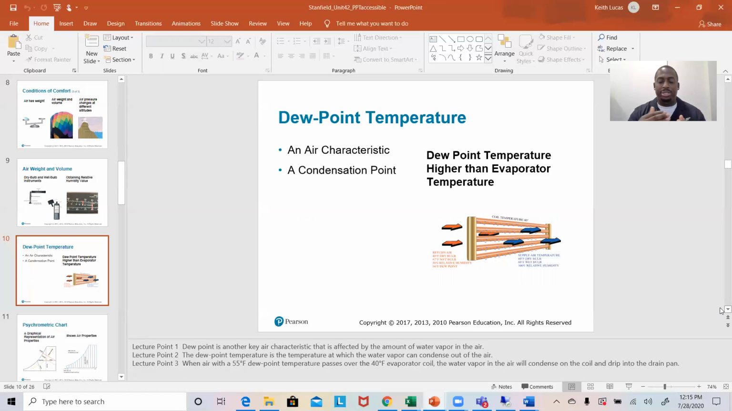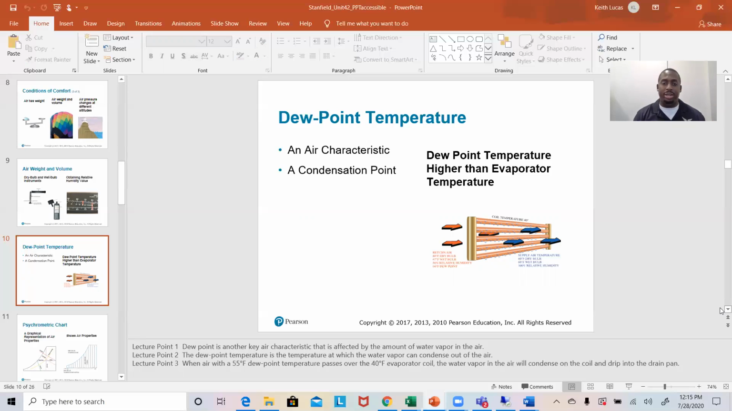Once that air reaches its dew point, the vapor in the air is going to condense into a liquid. That's why there's a drain pan under all the evaporator coils, because you've got a 40-degree coil and you're blowing this warm air in there, and this air has a dew point temperature of 55. That coil is 40 degrees. That's significantly lower than 55.